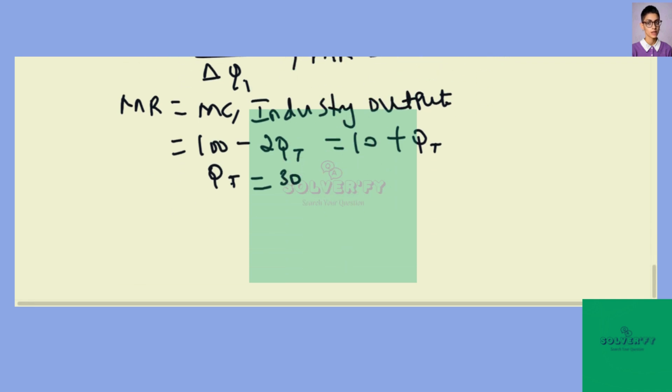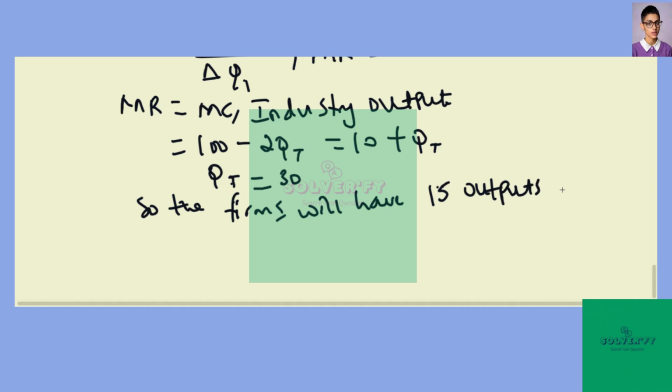So if this output is divided equally between them, the firms will have 15 output each, because it's going to be 30 divided by 2, right? So now, substituting the values of both firms in the demand curve, the price will be equal to 100 minus 30, and then price is equal to 70.